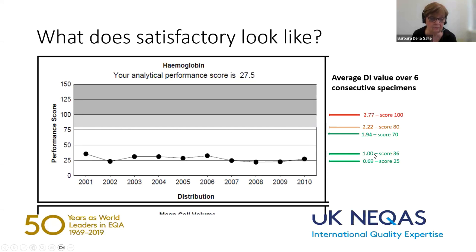An average DI of 1 will keep your score below 36, and an average DI of 0.69 will keep your score at 25. So it's important to remember those figures. You really do have to have an average score of above 3 for quite a number of samples to actually score above 100.